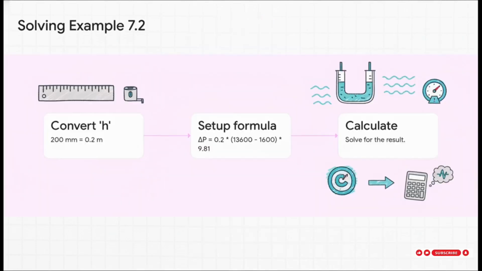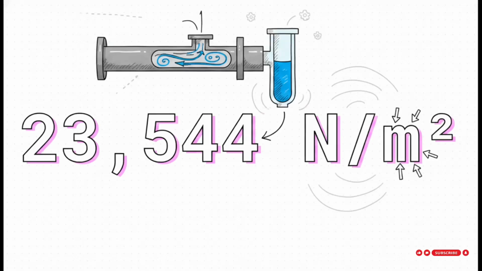Step 1, just like before, unit conversion. We take our height reading h and convert 200 millimeters to 0.2 meters. Step 2, set up the formula. Delta P equals our height, 0.2, times the difference in densities, which is 13,600 minus 1,600, times gravity, 9.81. Step 3, run that through your calculator. The math reveals a pressure drop of exactly 23,544 newtons per square meter.